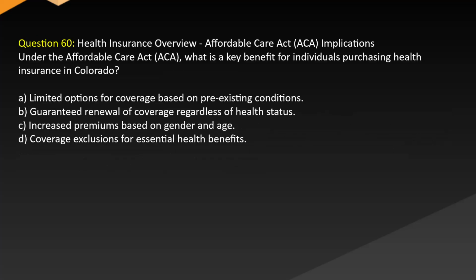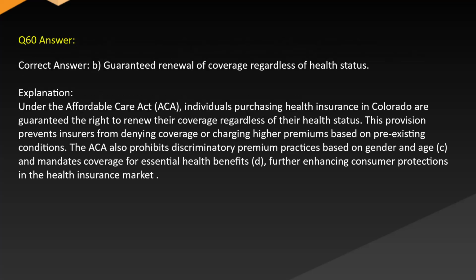Question 60. Health insurance overview. Implications under the Affordable Care Act. What is a key benefit for individuals purchasing health insurance in Colorado? A. Limited options for coverage based on pre-existing conditions. B. Guaranteed renewal of coverage regardless of health status. C. Increased premiums based on gender and age. D. Coverage exclusions for essential health benefits. Correct answer: B. Guaranteed renewal of coverage regardless of health status.